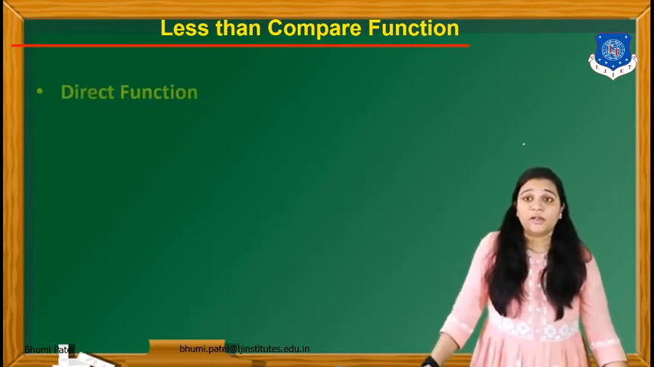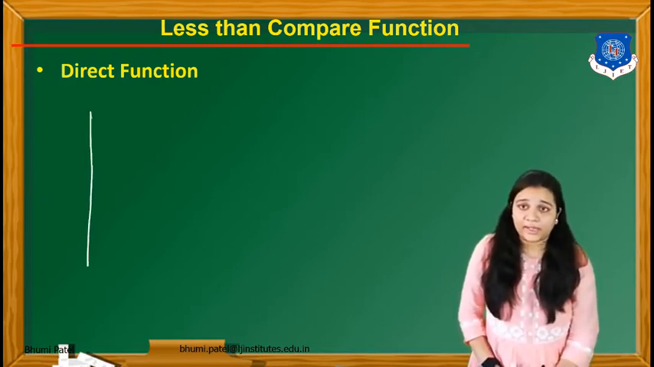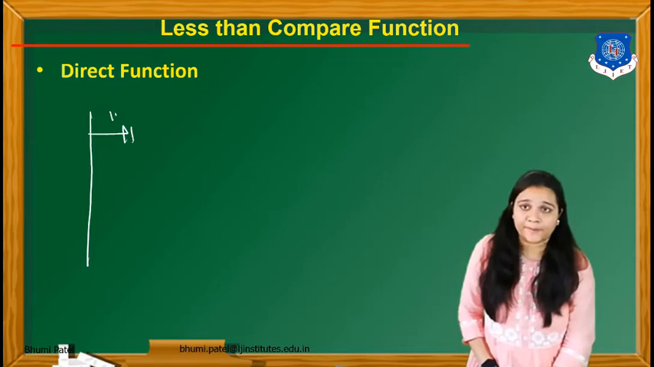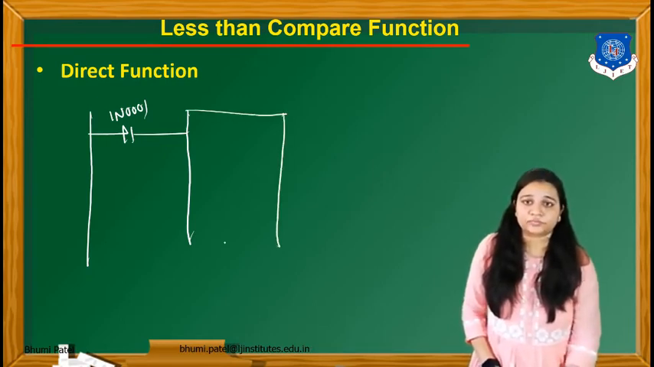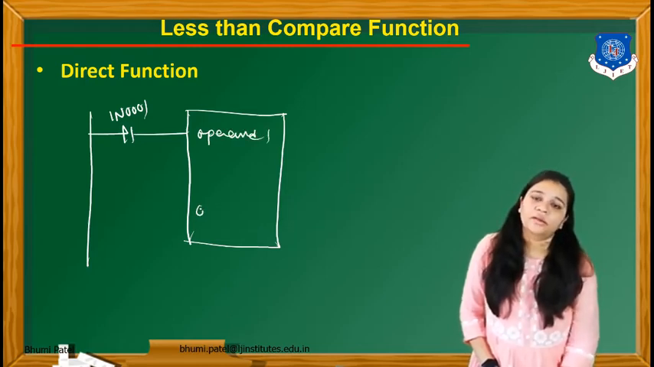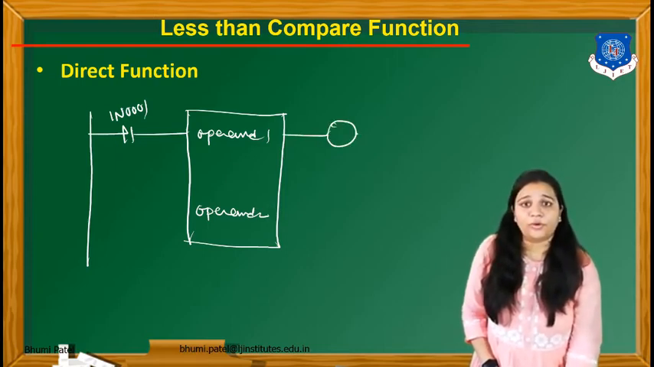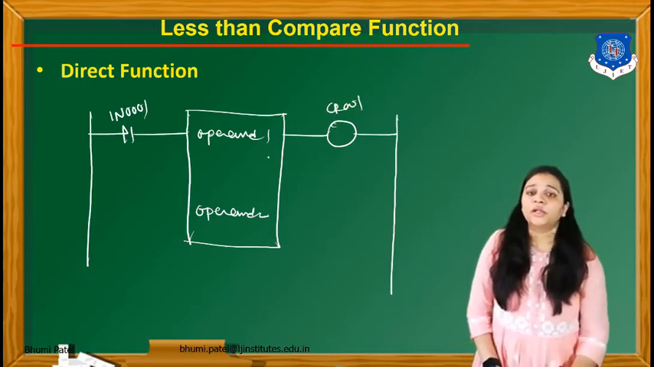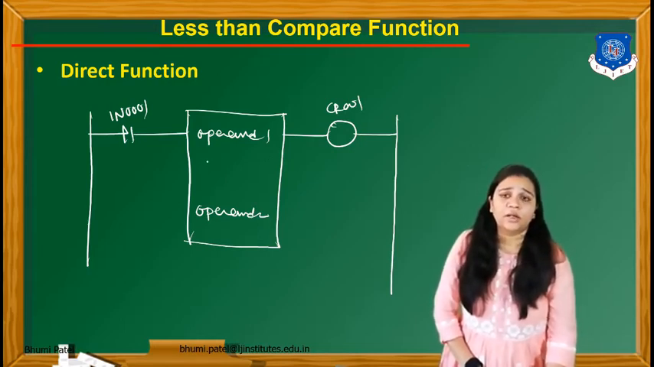Okay. So for less than, we first have to draw the direct function. For that we have to take one input signal, then one block format. In the block format we have to write operand number 1 and operand number 2, and this is my output coil. The name of the output coil is CR001.